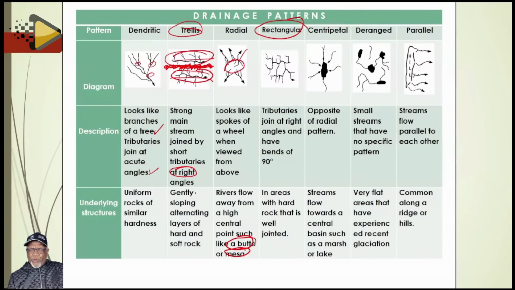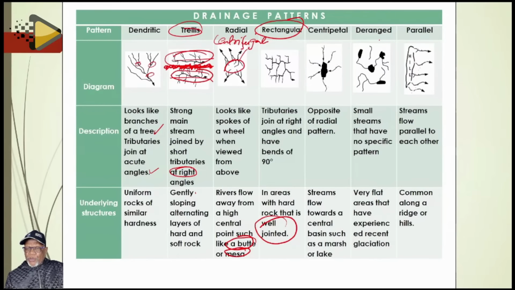Then where do we find them? We find the stream patterns where we have jointed igneous rocks. Then we have what you call centripetal. Centripetal is the opposite of centrifugal. Sometimes the radial is called centrifugal, meaning that the streams are radiating away. But in centripetal, the streams are flowing towards a low-lying area where the land has since subsided.